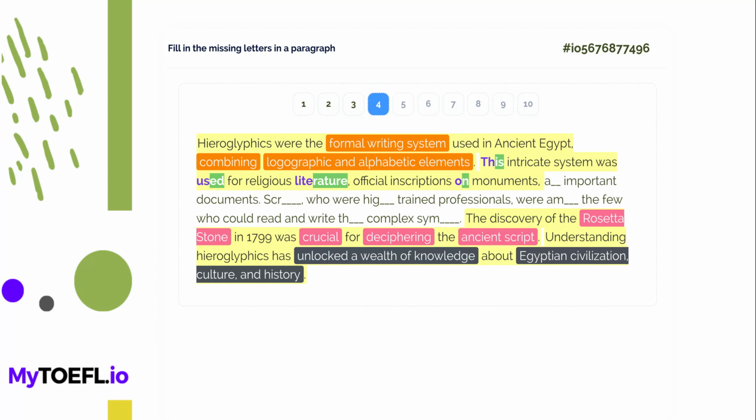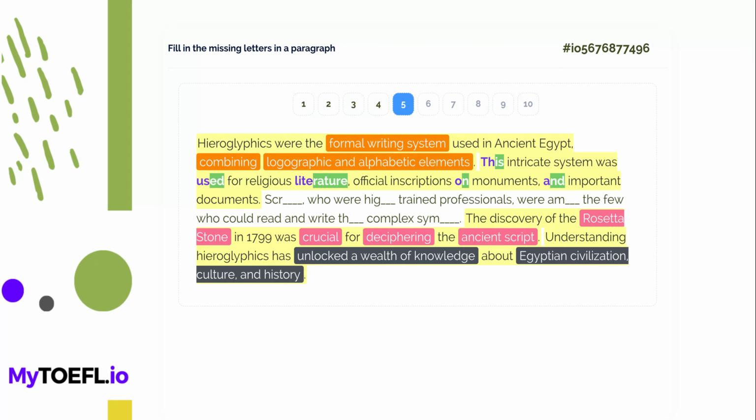Now for the fifth blank in this series. This intricate system was used for religious literature, official inscriptions on monuments, blank important documents. The question provides the letter A and contains two spaces. We have a list of items: religious literature, official inscriptions, and important documents. To connect the final item in a list, we use a conjunction. The standard conjunction starting with the given letter is and.